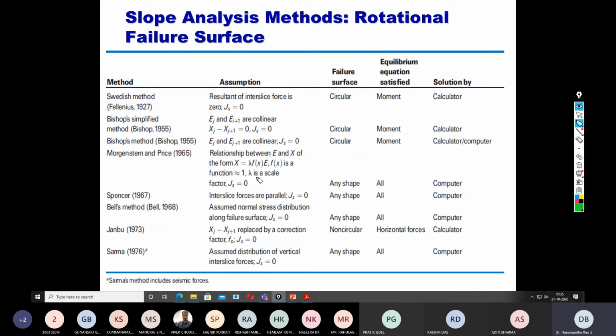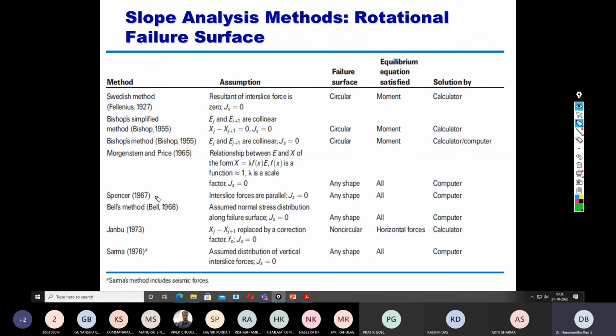So lambda is a scale factor. Here also, in fact, Morgenstern-Price is for any shape, circular or non-circular, any shape. And the equilibrium equations are all satisfied, not only moment, even force and moment both. And we need a computer.